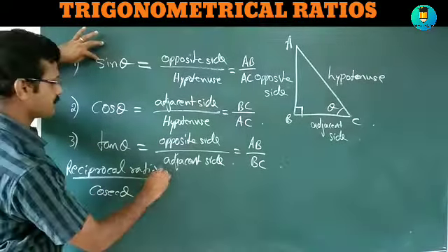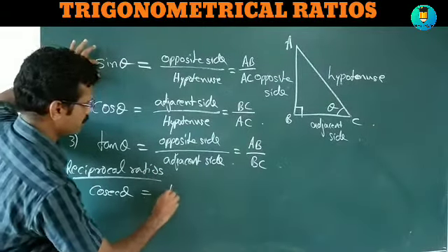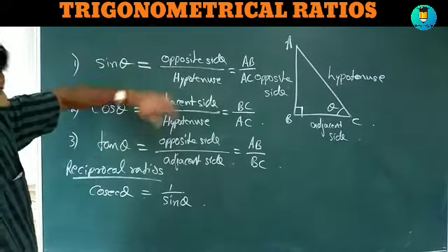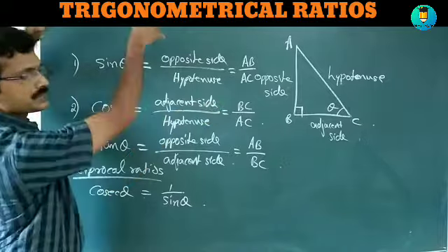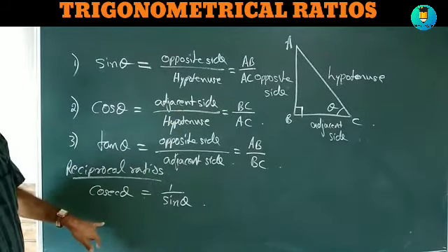Reciprocal ratios. What are the reciprocal ratios? One is cosec theta. Cosec theta actually is the reciprocal of sine. We say it as 1 by sine theta, or we can say cosec theta is hypotenuse by opposite side. So if you know these three things, other things you can easily memorize.